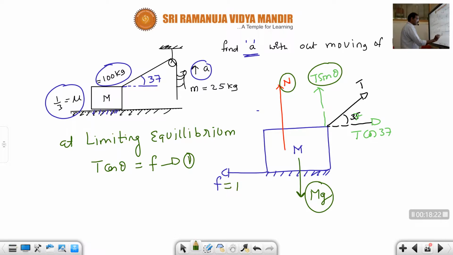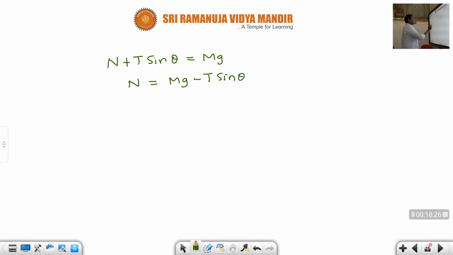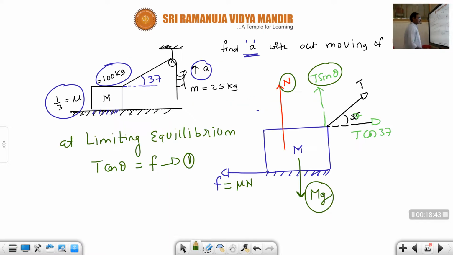Therefore, friction F is equal to mu into N. Here the frictional force F is equal to mu into N, that is mu of mg minus T sin theta. This is the value of the friction. Under the equilibrium condition, the frictional force is compensated by T cos theta.